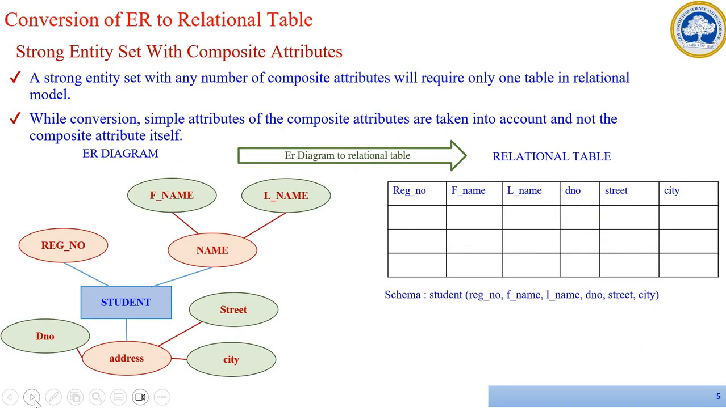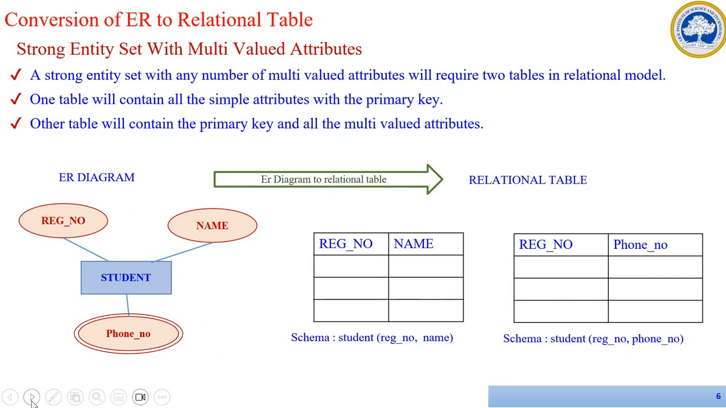So the strong entity set with composite attributes is described as follows. Here student is the entity, and registration number, name, street, city, address and date of birth are the attributes of the student. Here in the name, the composite attribute, we have the first name and the last name. So the complete ER diagram can be represented as a relational table.